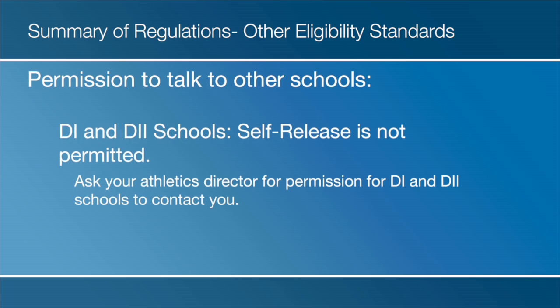The second way involves a situation where you are interested in transferring to a Division I or Division II school. In this instance, you can't use the self-release. You will have to see your athletics director and ask for the ability to contact other schools. He or she will be able to grant the other schools permission to talk to you about transferring.